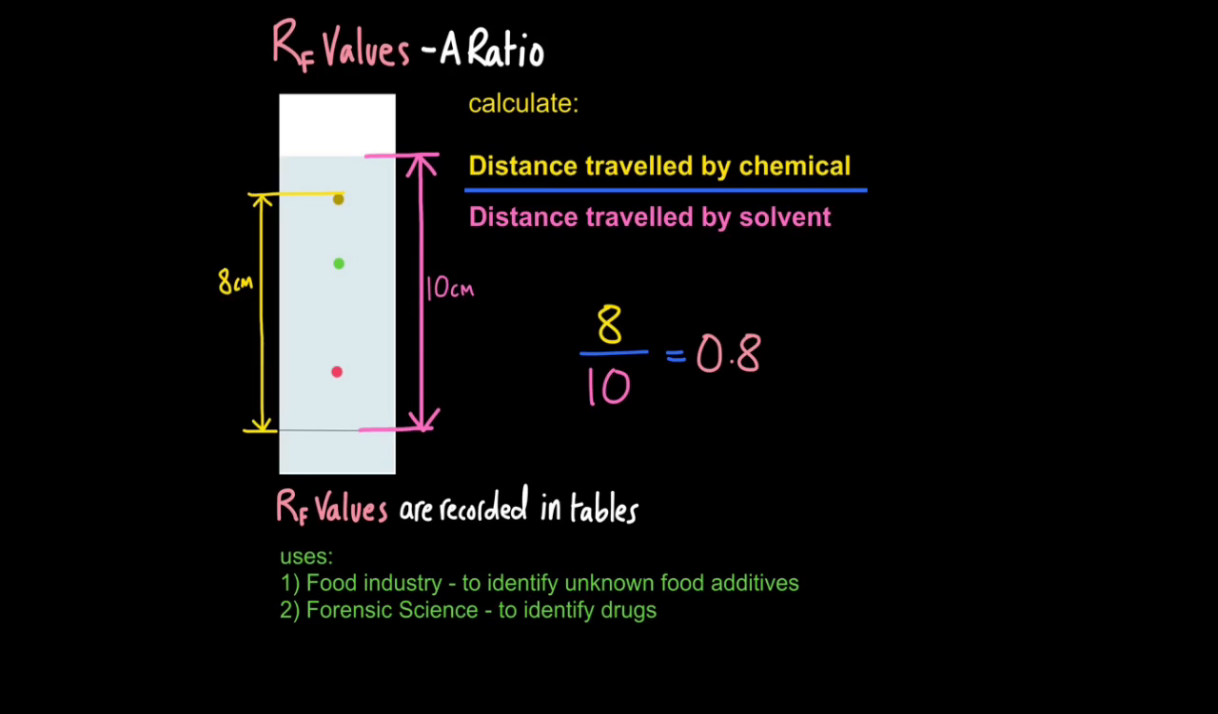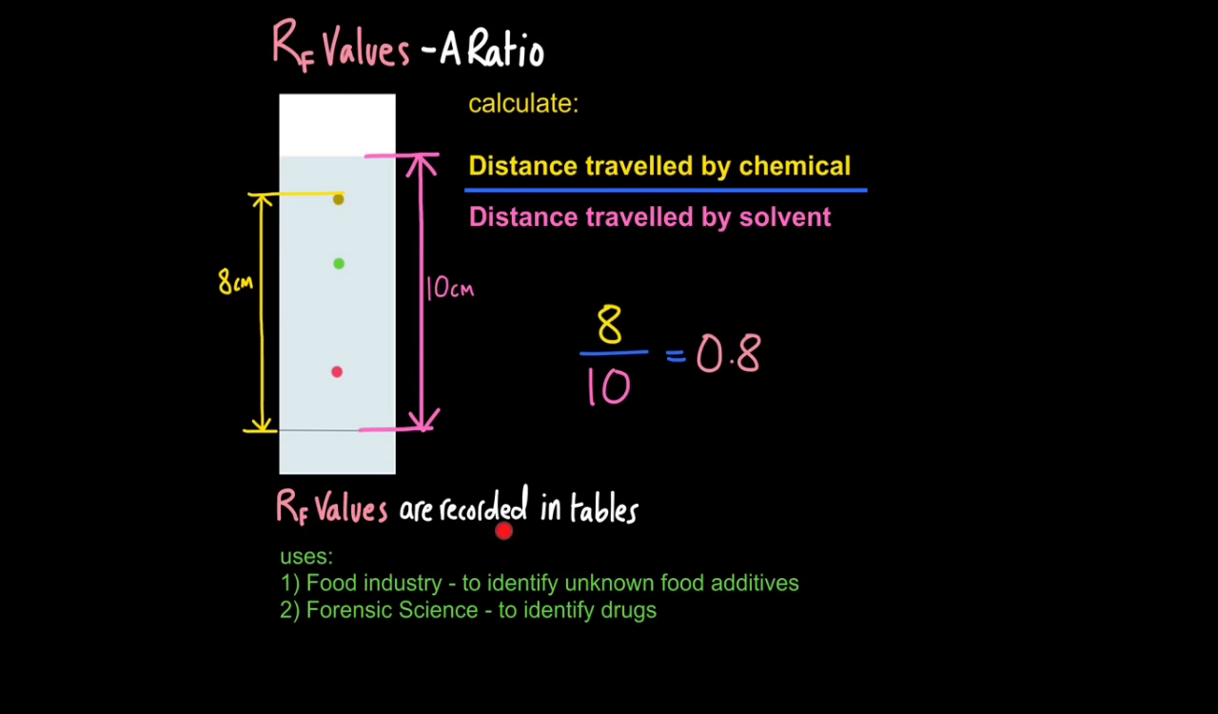Then I do the same, but for the solvent front, from the pencil baseline all the way to how far the solvent transported itself. And to work out the RF value is just the distance travelled by the chemical divided by the distance travelled by the solvent. So 8 over 10, which is 0.8. If you had an RF value of 1, that would mean that the pigment's actually transported right up to the edge of the solvent front. You will never ever get an RF value over 1, because that would imply that the pigment has leapfrogged over the solvent front and somehow magically appeared above it.